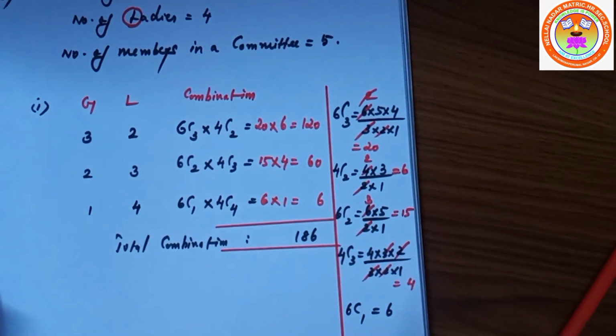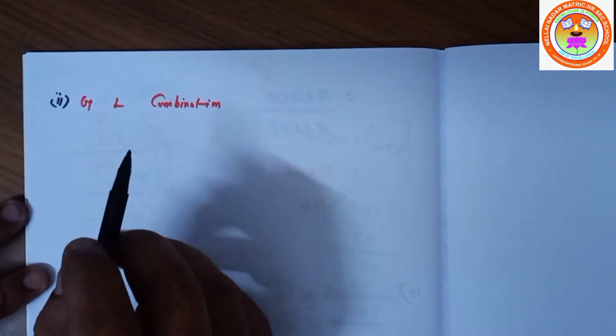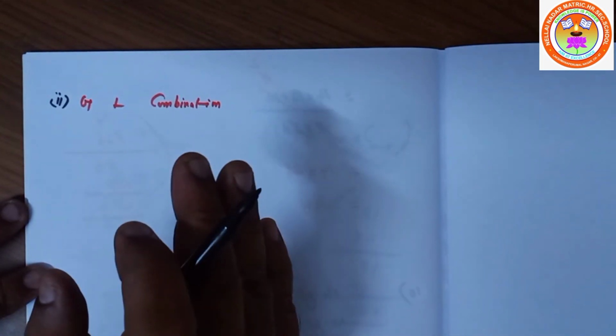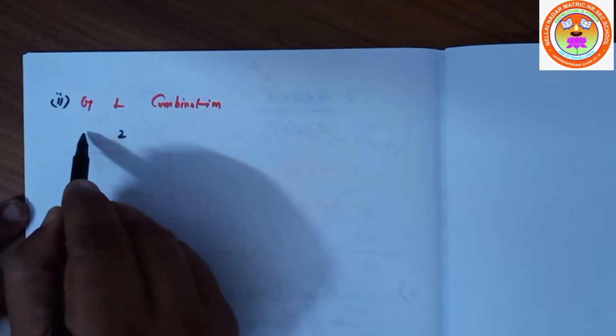This is for the first subdivision. For the second subdivision, condition number 2, what is given? At most 2 ladies can be selected. At most 2 ladies means maximum we can select 2 ladies. If you select 2 ladies, 3 gents can be selected.